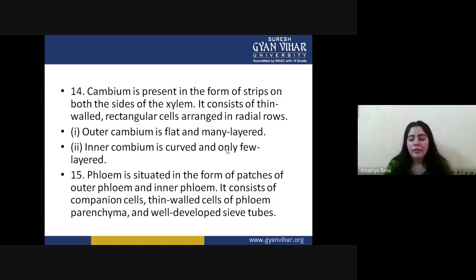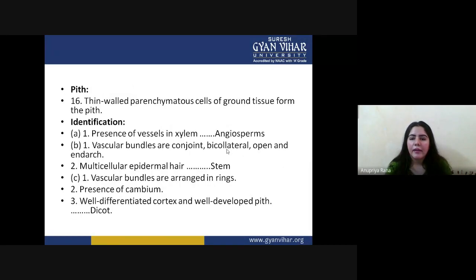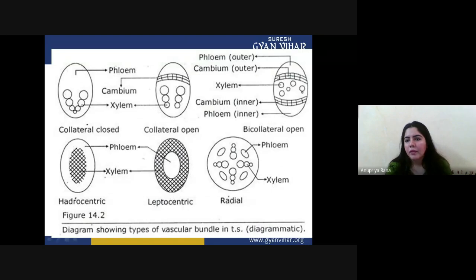Now if we see the further characteristic of the cambium, which is present in the form of a strip on both sides of the xylem. That's why they are bicollateral, because the cambium is present in a strip on each and every side. Like in this diagram you can see, this is the cambium, and they are present on both sides of the xylem. Xylem is present in the center, and these are the cambium: outer cambium and inner cambium.